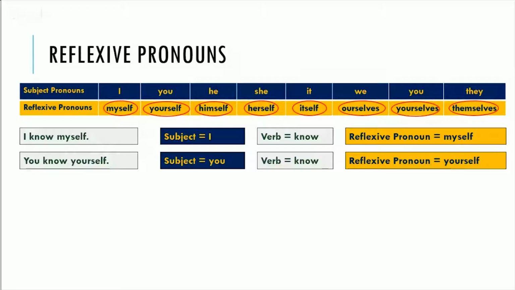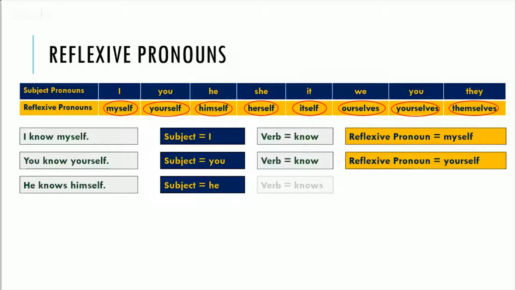Okay? The next example is gonna be you know yourself. The subject is you, the verb is know, and the reflexive pronoun is yourself. Tú te conoces tú mismo, right? You know yourself. Tú te conoces, you know yourself. So that's how you would say that.